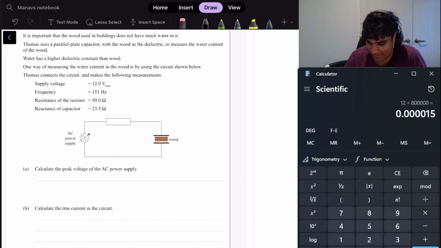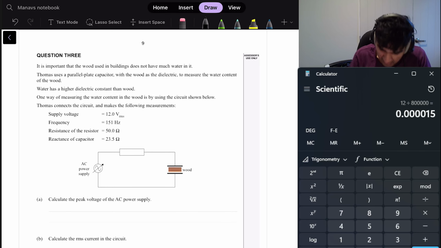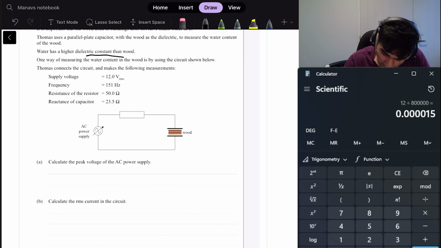This is a great question. I love LCR circuits and AC. Well, I don't love them, but they're good. What? Okay, what the hell? Oh, dielectric.